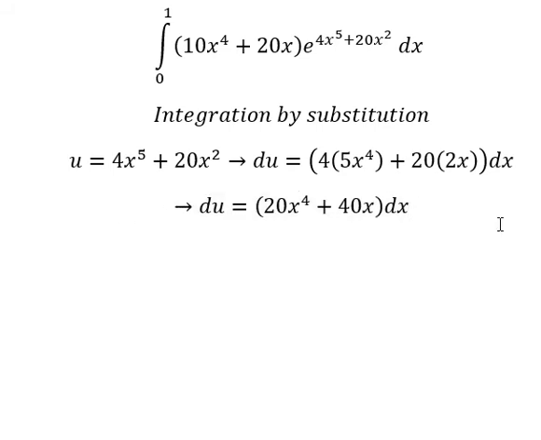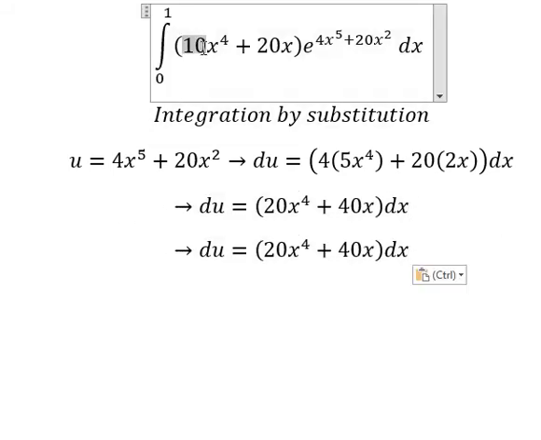Next, because this is about number 10, this is about number 20, so we want to create like this. So we need to divide both sides by number 2.